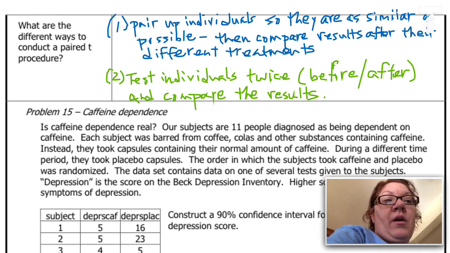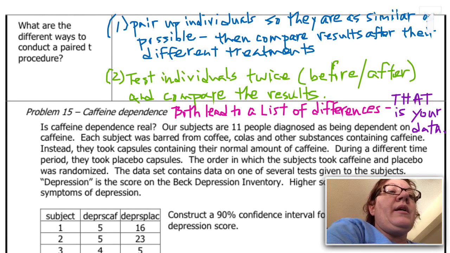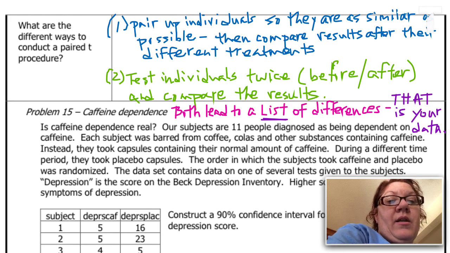results. Another example would be like the Coke Pepsi challenge, where I give them the treatments in two different orders. Regardless, both methods will lead to a new list of differences, and that new list is the data that you're going to do the analysis on.